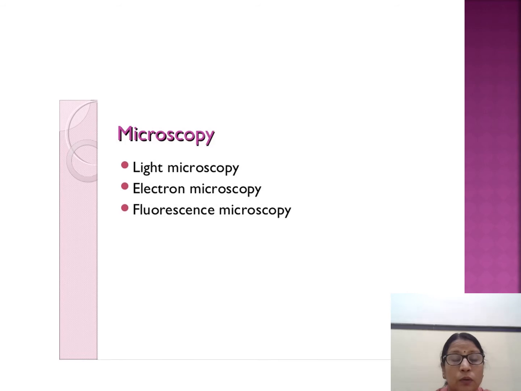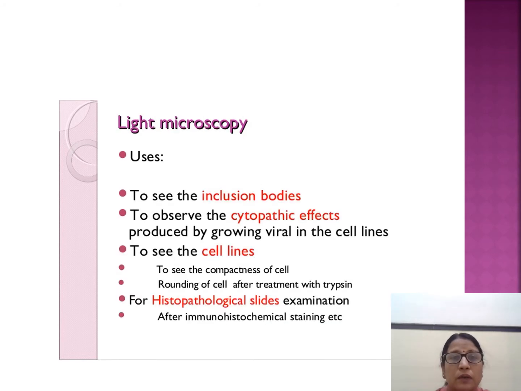So what do we do with all these samples which we receive in the laboratory? The first step obviously in each illness diagnosis is microscopy. So light microscopy we can do, electron microscopy we can do, fluorescence microscopy we can do. Now we should take them one by one. Light microscopy. What are the uses?